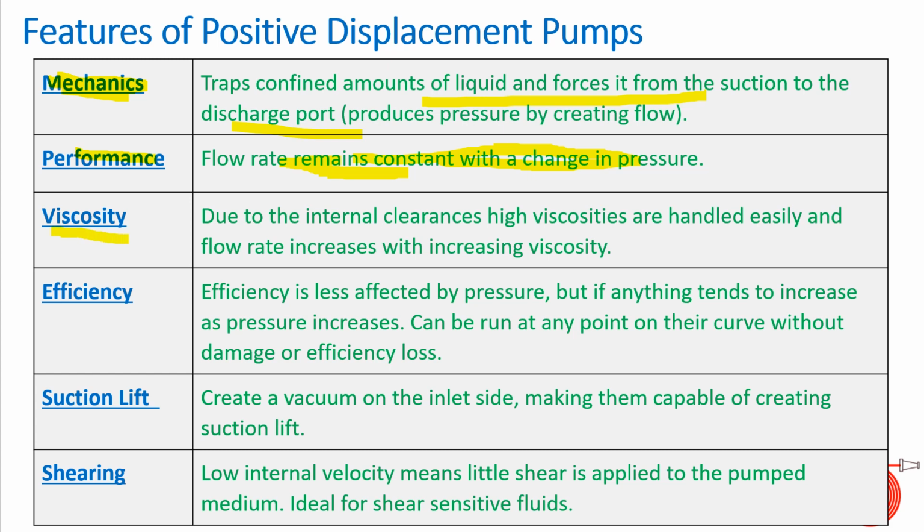Next is viscosity. As I already told you, if you want to pump viscous fluids like tar or some highly viscous fluids, we go for positive displacement pumps. Due to internal clearances, as you would have seen in my previous slide also, if we see a gear pump or a positive displacement pump, there are internal clearances, so the highly viscous fluid doesn't get stuck inside the cavity of the pump, and we generally use positive displacement pumps for their movement.